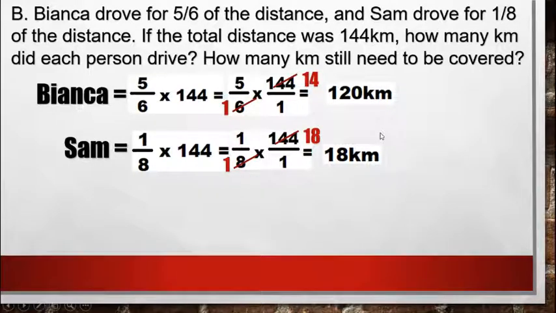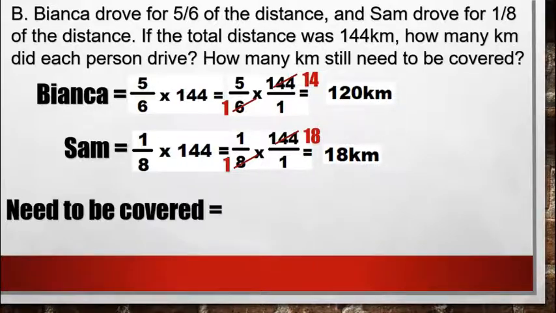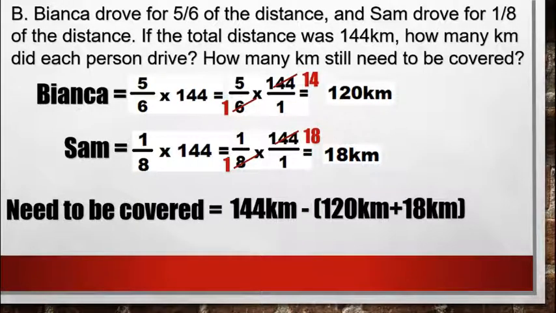Now we will go with the second question. How many kilometers still need to be covered? In order for us to get the kilometers still needed to be covered, we can say that 144 kilometers minus the quantity of 120 kilometers plus 18 kilometers. Why did we add 120 and 18? In order for us to find the remaining or left kilometers that they need to drive.